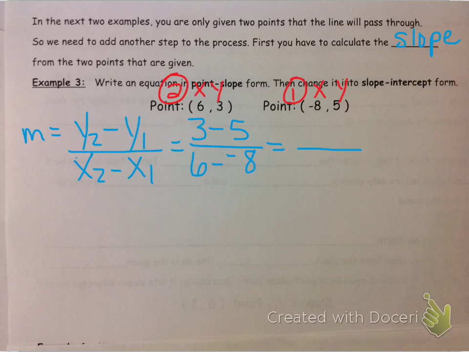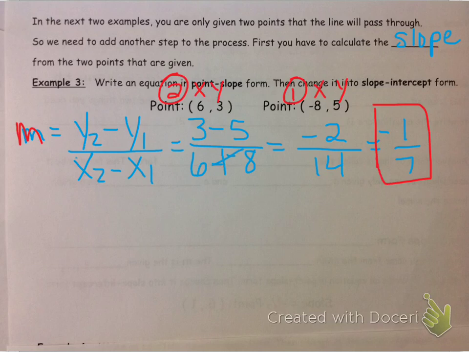Okay, let's continue. So 3 minus 5 is negative 2. 6 minus negative 8 is 14. That's going to equal negative 1 over 7. Okay, now that we have our m, which is our slope, now we can pick a point, it doesn't matter which point, and we can go ahead and add it to the point slope form.